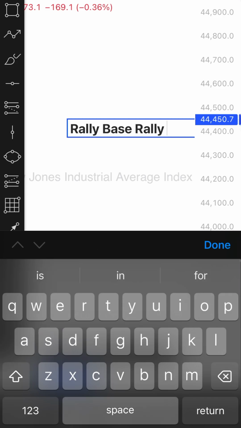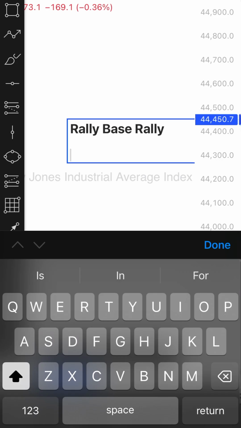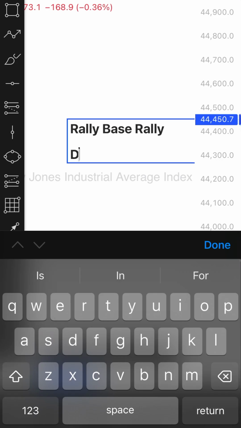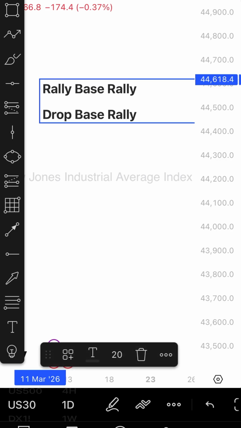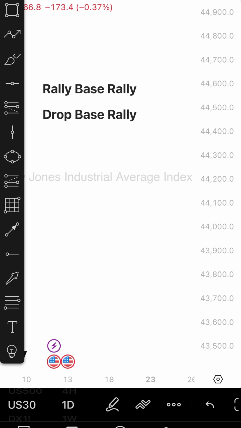That is a continuation move. Then the second type is usually a drop, a base, and then rally. Remember, rally means price going up. So that is the formation for demand levels: rally base rally and then drop base rally, and I'll be showing you guys examples of what those are.